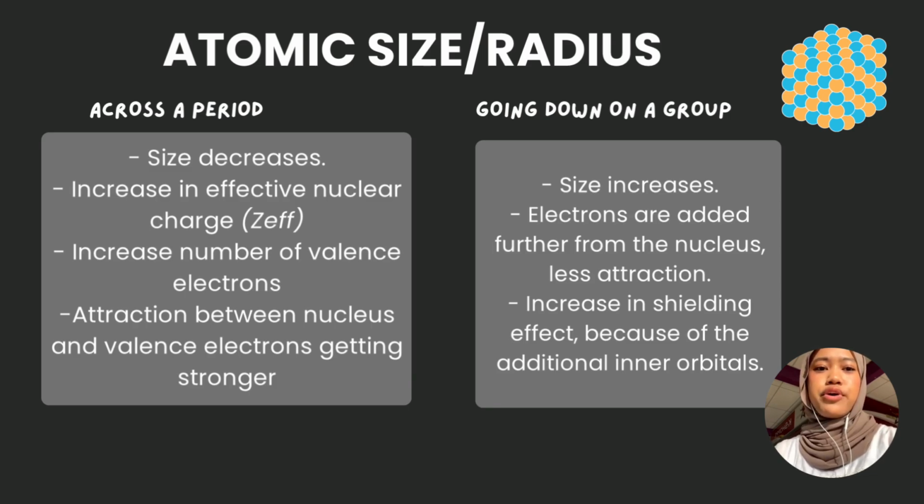And going down a group, the size of an atom will increase and the electrons will be added farther from the nucleus, which makes the attraction weaker. The shielding effect will also increase because of the additional inner orbitals.